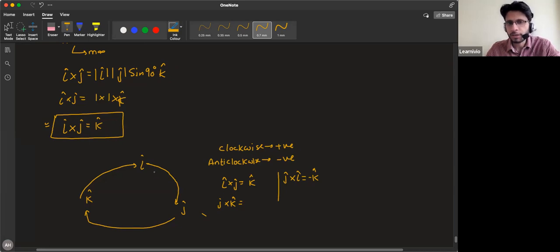See, if I write here I cross J, that comes out to be K. Using the same rule, what will be J cross K? So which unit vector is left? I. So J cross K will be I. What if I reverse the order? Instead of J cross K, what will happen if I write K cross J? Minus I.